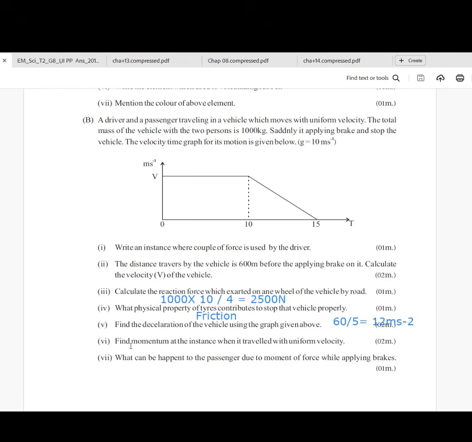Find the momentum at the instance when it travels with uniform velocity. Momentum equals mass multiplied by velocity. Here the mass is 1000 kilograms, velocity is 60. Therefore the answer is 60,000 kg m s^-1. What can happen to the passenger due to the moment of force while applying brakes? Turning to the front.